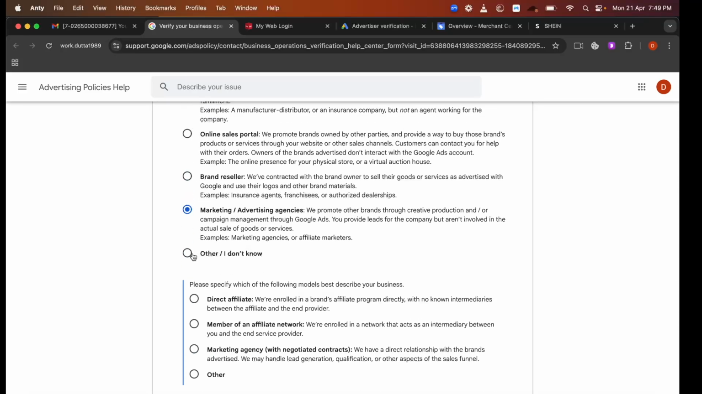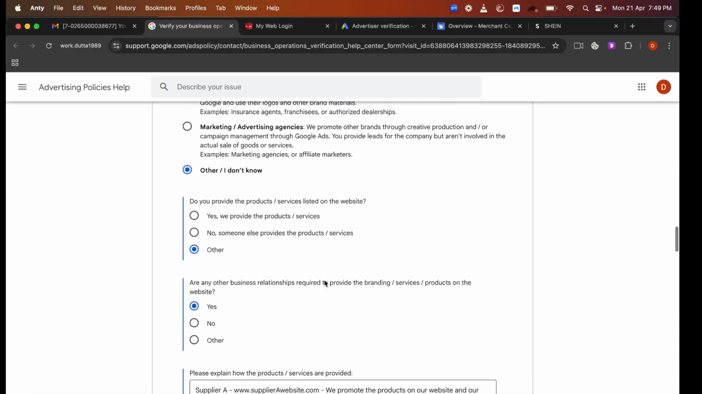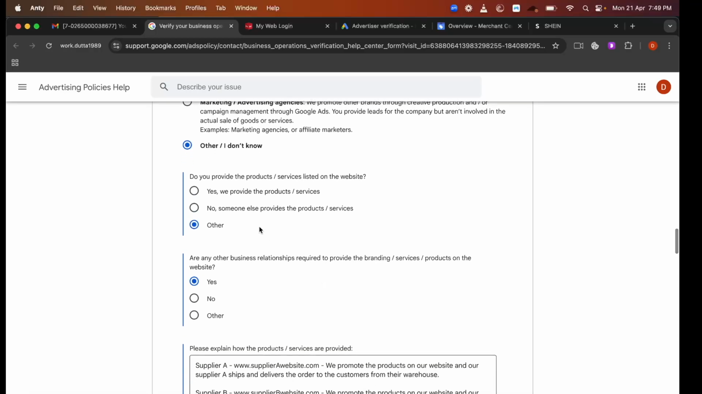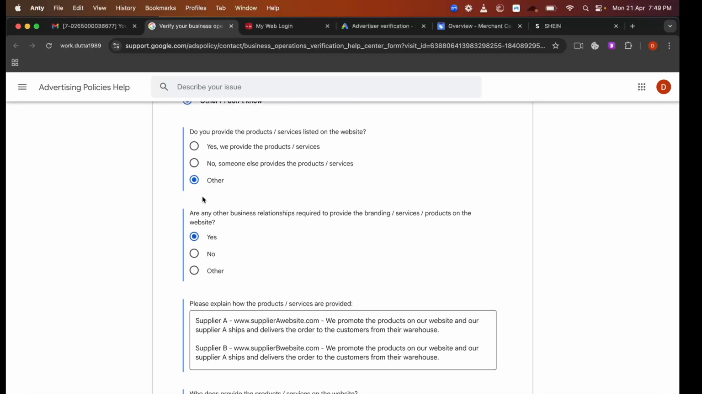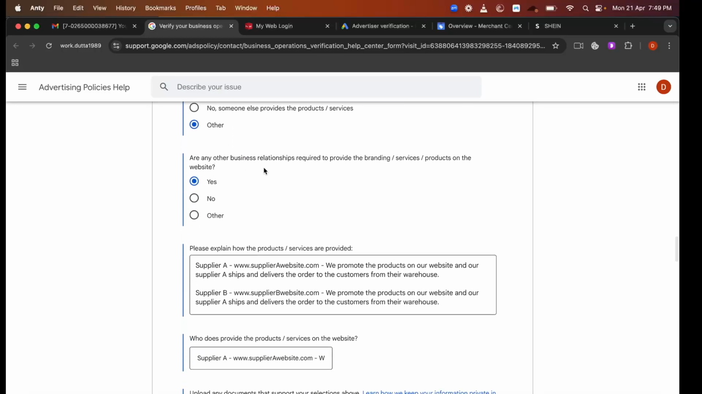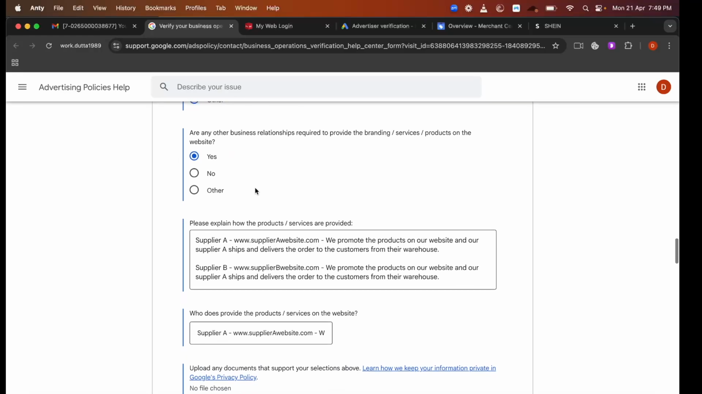So when you select other, another set of questions drop down. Do you provide products or services listed on the website? We cannot select yes, we cannot select no, someone else provides the products and services. What we have to do is select the third option, other. Are there any other business relationships required to provide the branding, services, or products? We have to select yes.